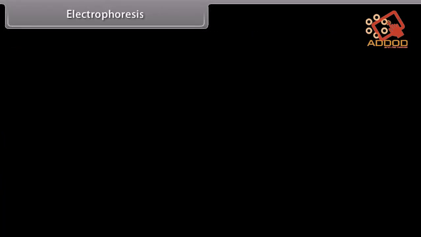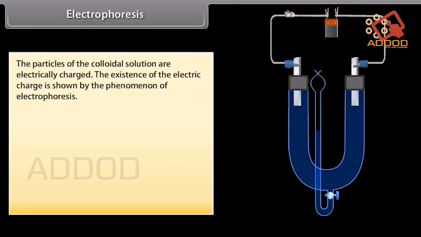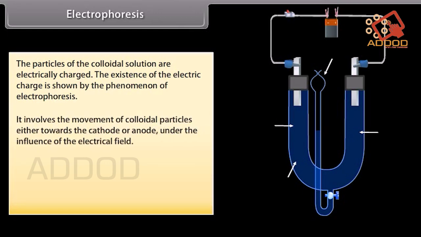Electrophoresis. The particles of the colloidal solution are electrically charged. The existence of the electric charge is shown by the phenomenon of electrophoresis. It involves the movement of colloidal particles either towards the cathode or anode under the influence of an electric field.